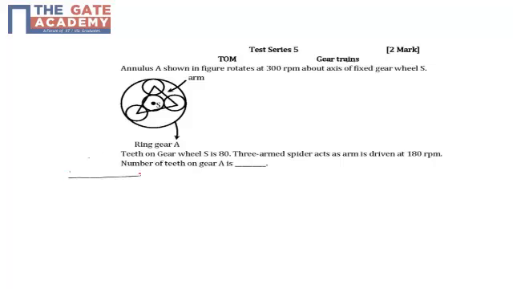Let's discuss a question from theory of machine. This is from gear trains. So an epicyclic gear train is given, so we will use the table method.